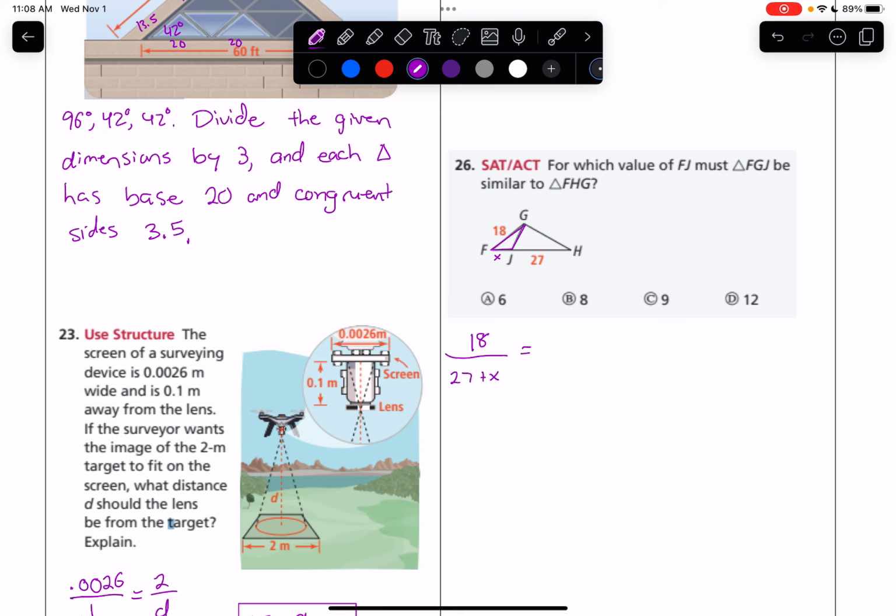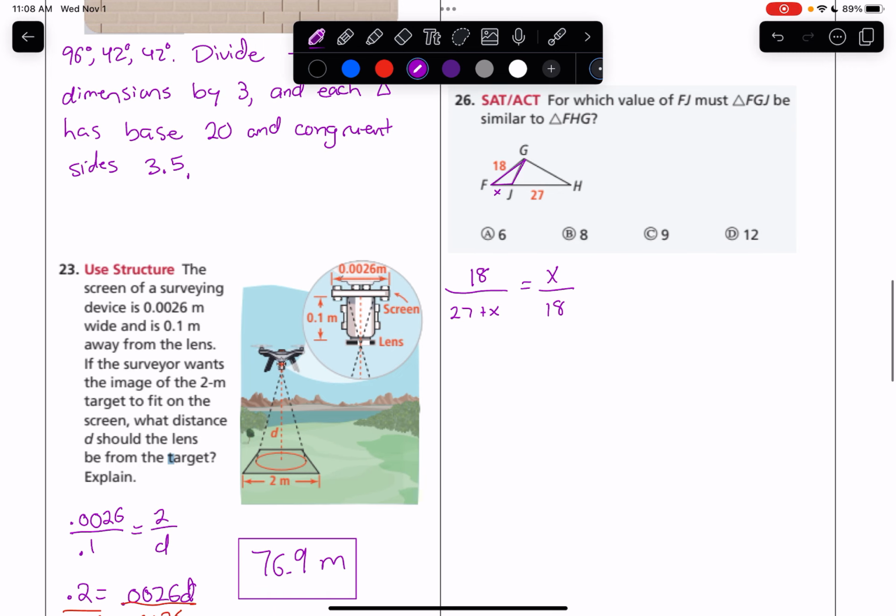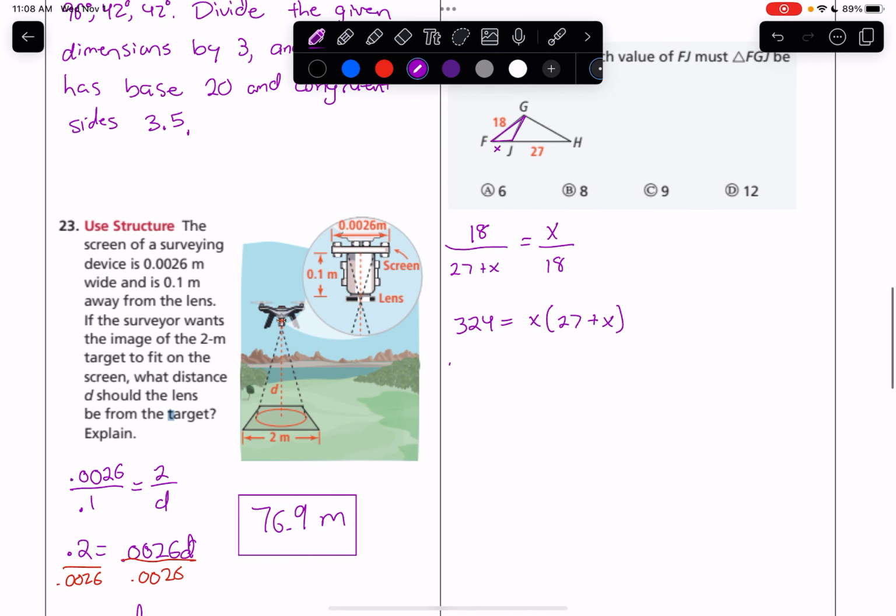must be equal to the short side of the small triangle, x, over the short side of the big triangle, 18. We're going to do a lot more of these tomorrow. Then I'm going to cross multiply. 18 squared is 324. That's equal to x times 27 plus x. And what I can do there, of course, is I can say, all right, 324 equals 27x plus x squared.